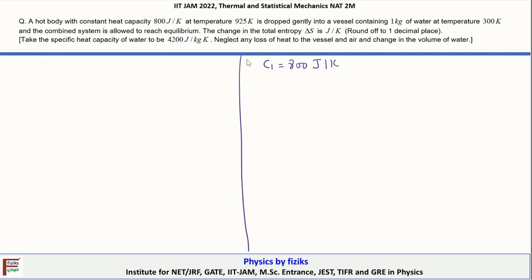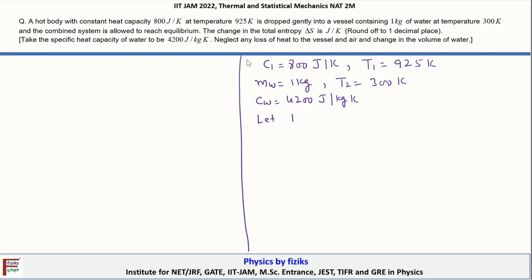Note that it's a principal heat capacity, not the specific heat, and the corresponding temperature for the object is T1, that is given to be 925 Kelvin. For the water, the mass is 1 kg, and the corresponding temperature for water is T2, let's say 300 Kelvin, it's given. The corresponding specific heat, note that it's a specific heat, not the principal heat capacity, is 4200 joule per kg per Kelvin.